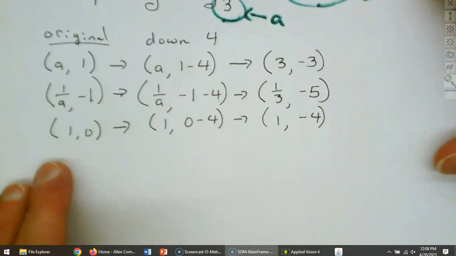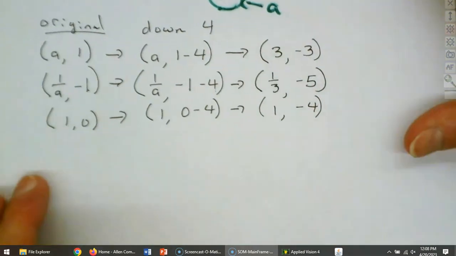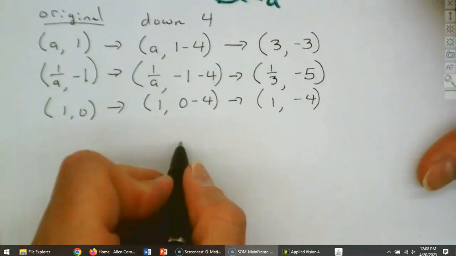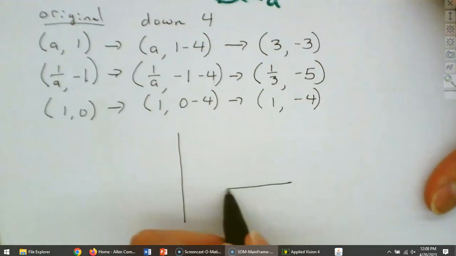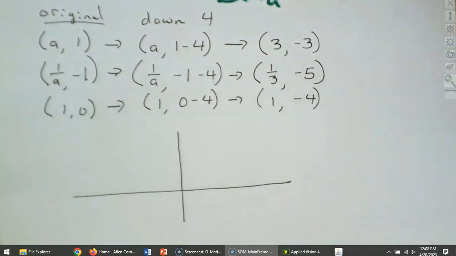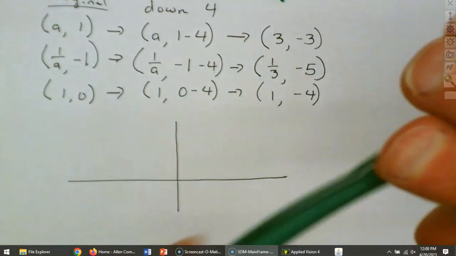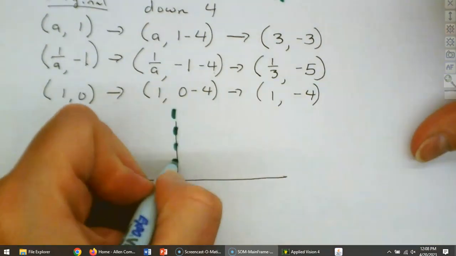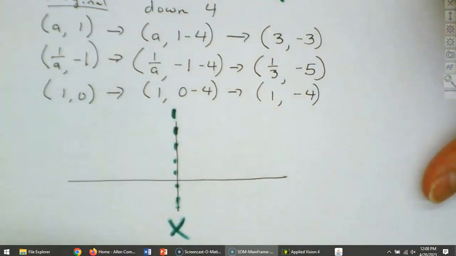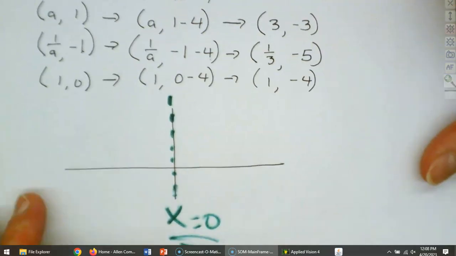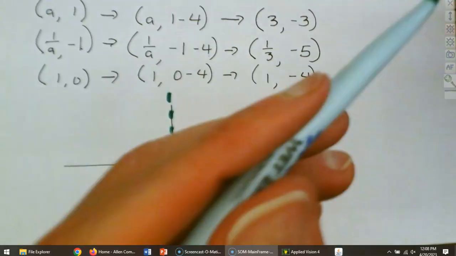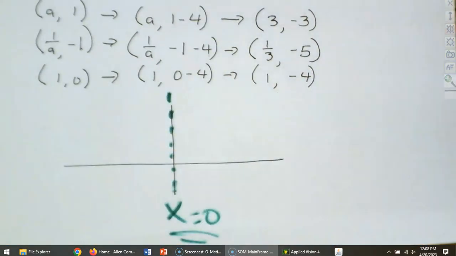Okay, let's plot our points and see what happens to our graph. Well, first off, are we moving the graph left or right any? No. So that means the vertical asymptote is going to stay the same. It should still be here at x equals 0. We didn't move that left or right any.